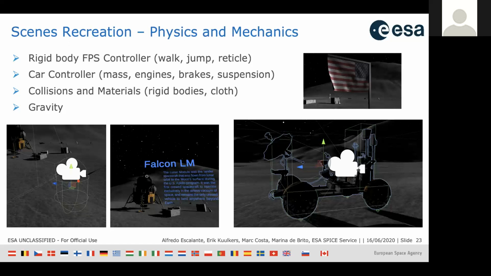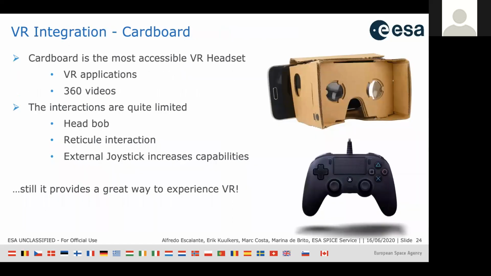So this is, again, one example of how all these assets that we created with this project can be implemented easily to future missions. So about the virtual reality integration, Cardboard was the main platform that we wanted to target. And this decision was basically because everyone can have a Cardboard with 20 euros or even less. You can have a headset like this one that you can see here. So you just need your mobile phone and the Cardboard, and you can experience virtual reality.